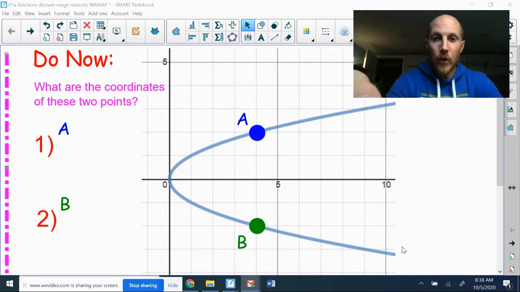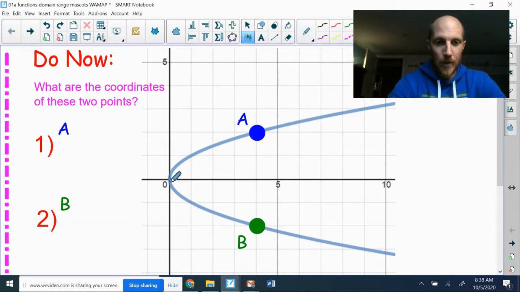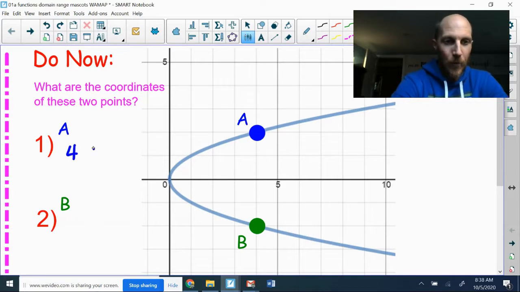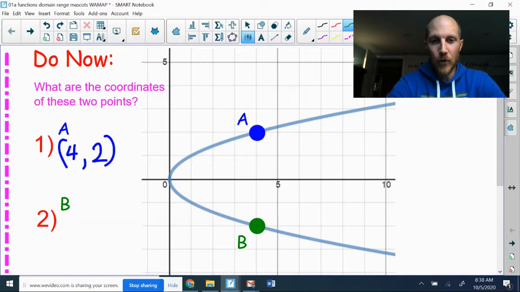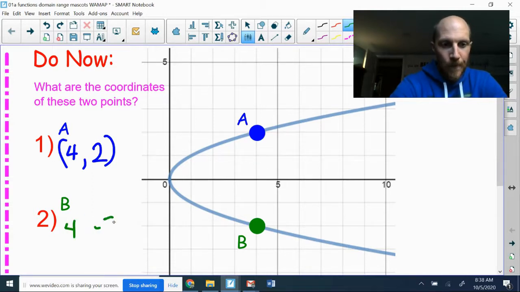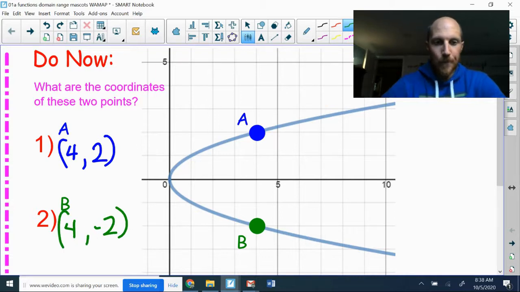Awesome. So let's take a look at what you got for point A. I count 1, 2, 3, 4 spaces over, 1, 2 spaces up. That would be (4, 2). Always do the x coordinate first, so that means sideways count first and then up and down. For point B, 1, 2, 3, 4, and then down 2, so it'd be 4, and then -2 because I'm going down.